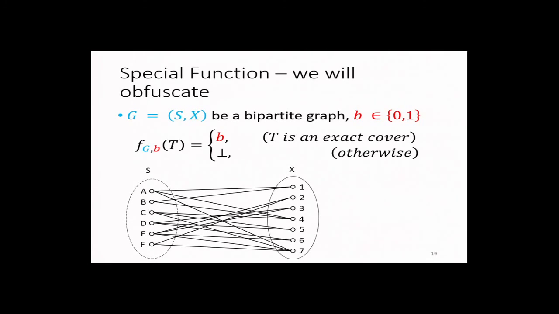It's parameterized by 2 quantities, a public graph G and a secret bit B. The public graph G is a bipartite graph, and it's shown in blue because it's public, and the bit B is secret, so it's shown in red. What this function does is that it takes as input a string T. It checks if the string T describes an exact cover in the graph G. I'll tell you in a second what exact cover means. If it does, then this function just outputs the bit B, and bottom otherwise.